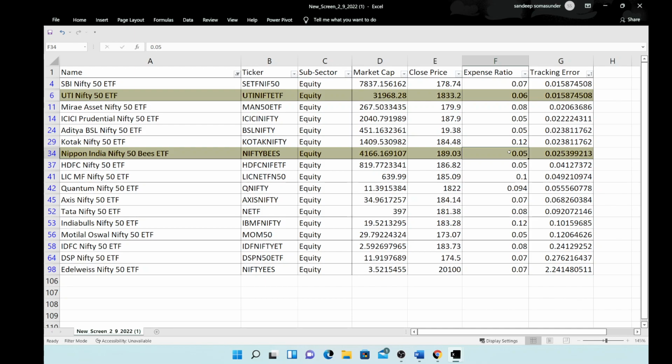It's like investing in any equity in the share market, and to invest in ETFs, you need to have a demat account. That is very important. You can get a demat account from any broker.